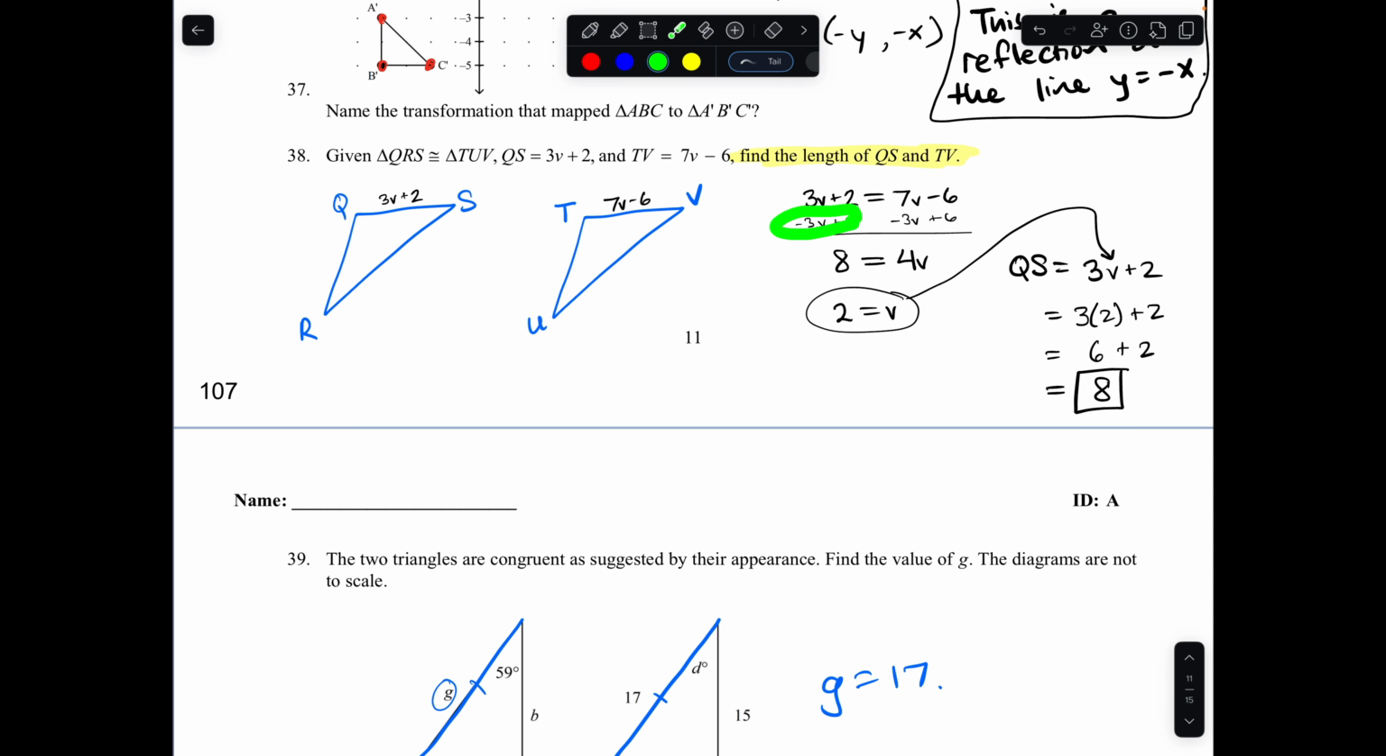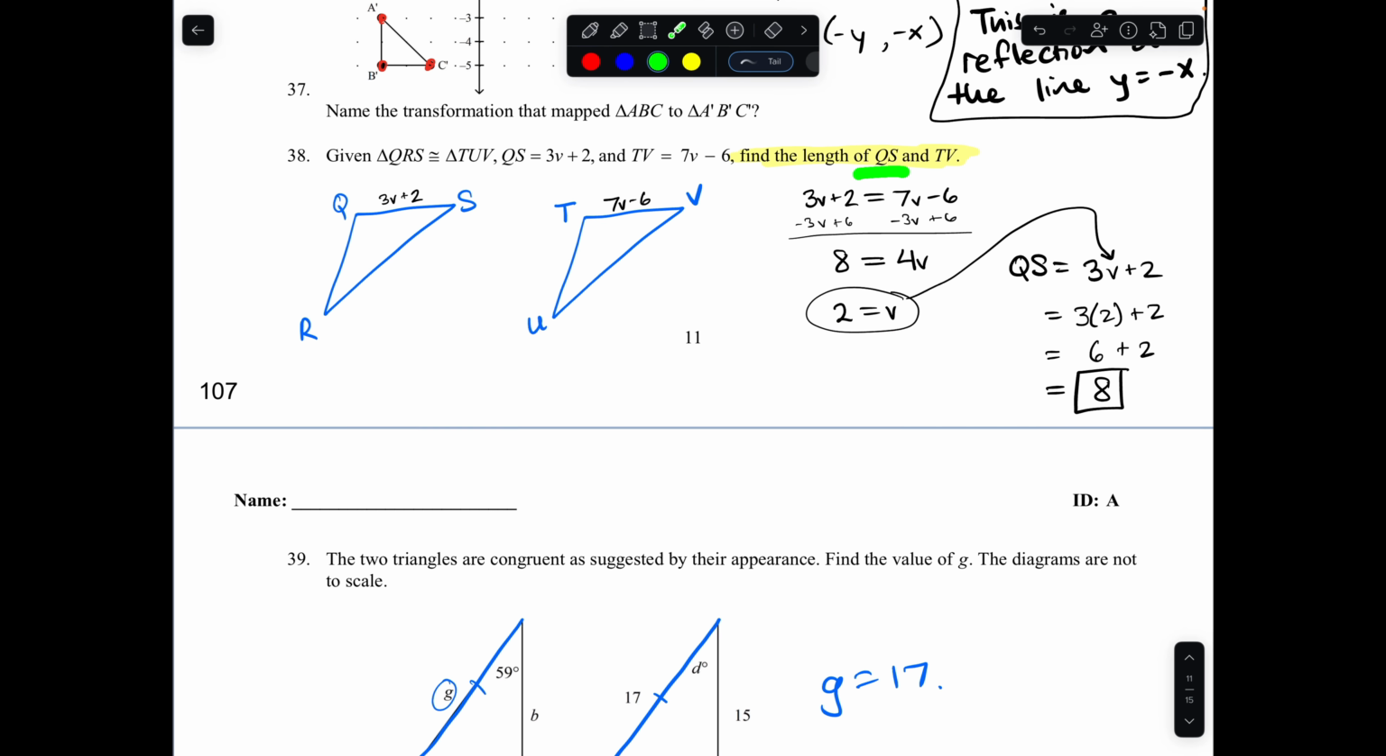I did the same thing to both sides. I subtracted 3V and added 6 to the left side of the equal sign, and I also did it to the right side of the equal sign. I'm left with 8 equals 4V when I combine my like terms. And then if I divide both sides by 4, I find that V is 2. Again, I highlighted the question. It's not asking us to solve for V, but we need V to get our answer.